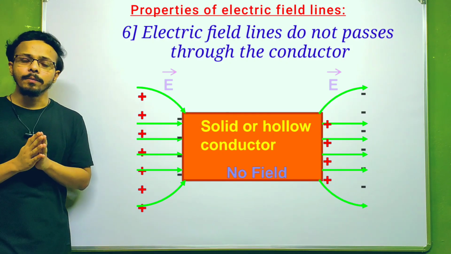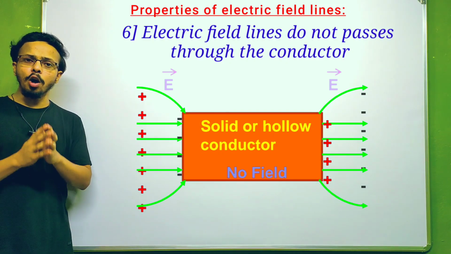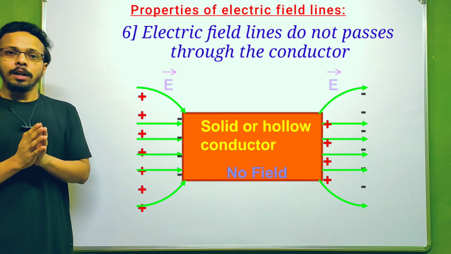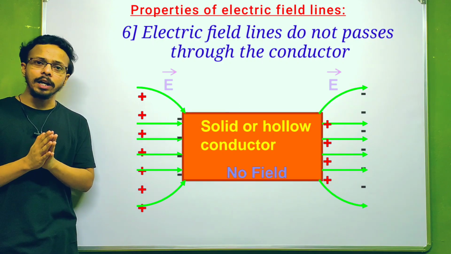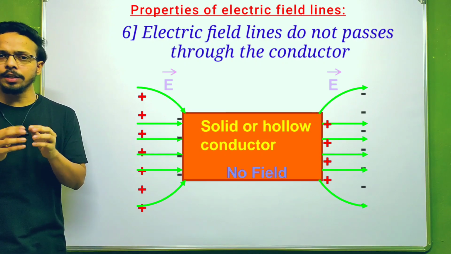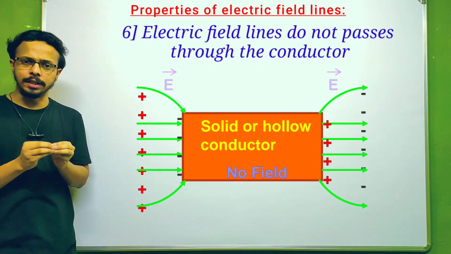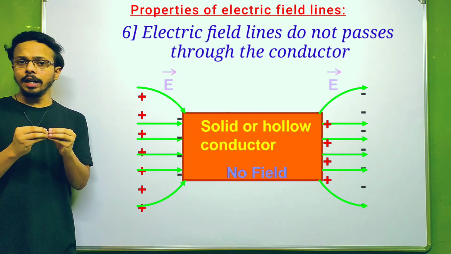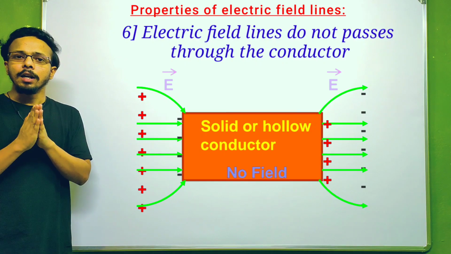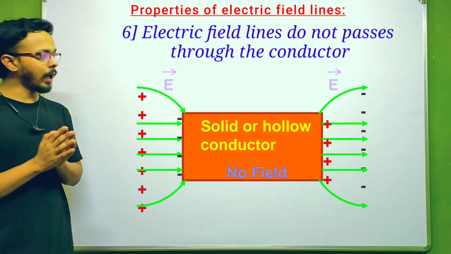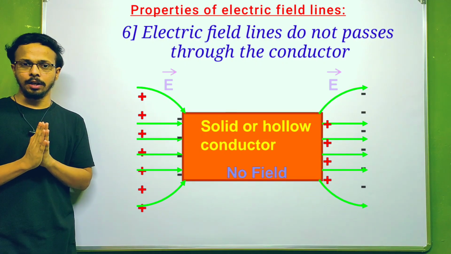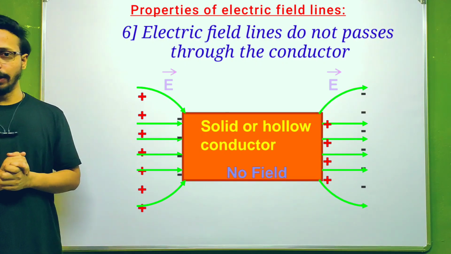The next property is that electric field lines do not pass through a conductor. That is, in the interior of the conductor there is no electric field strength. There is no electric field influence. Inside the conductor, the electric field influence is zero, meaning inside the conductor there is no electric field. Okay, so this is one property, meaning electric field lines do not pass through the conductor.